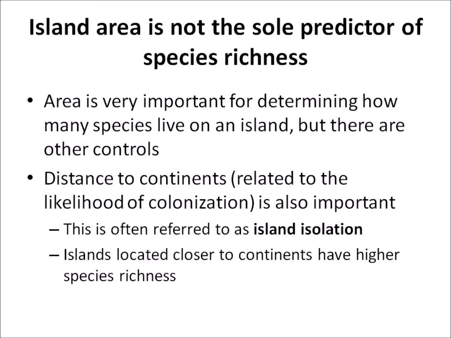If we continue to think about islands and oceans as being strong barriers to species dispersal, it's a bit of a hint as to another factor that's very important for determining the number of species that are going to be there. It's not just island size that's going to be important for the number of species you find on that island, but also distance from a source of colonizers.